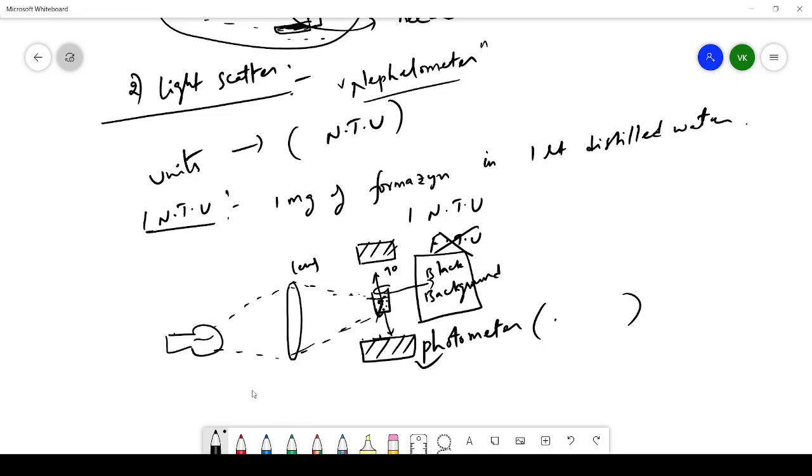Let us come to drinking water standards. If you want to supply the water to the community, the turbidity in the water should be 5 to 10 NTU. It cannot be more than 10 NTU. Okay, right. This is about turbidity of water.